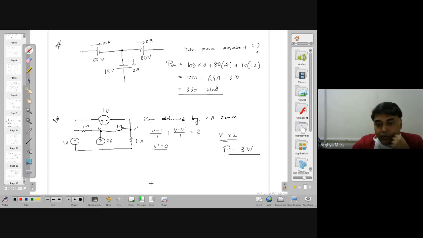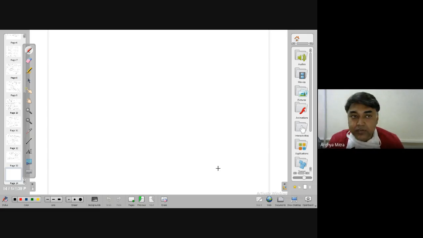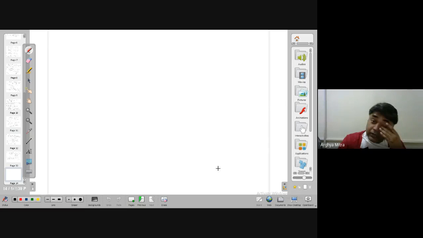So small problems. But somehow there is a small trick. You need to catch that trick. So it will only come out with practice from different books. All standard books are available. Go and practice with all those books, and then just by seeing the network, you will be able to understand that. Okay, fine. Use this trick, and you will get the answer in quick time.